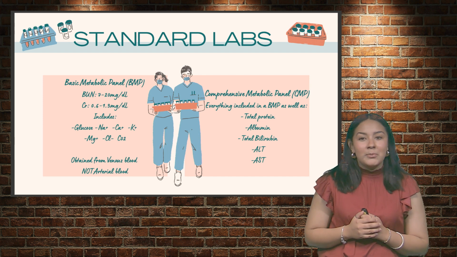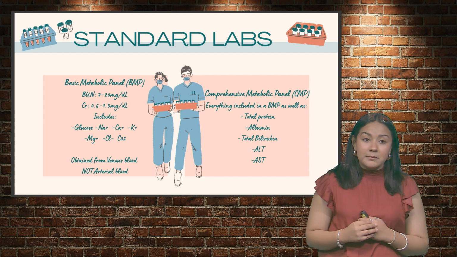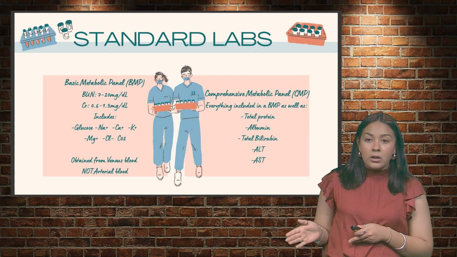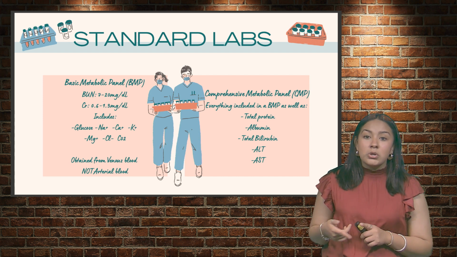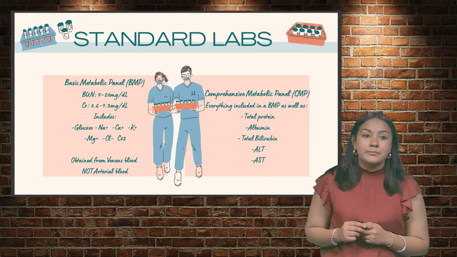We also have our comprehensive metabolic panel, which is also known as your CMP. And this is going to include everything in the basic metabolic panel, in addition to your total protein, your albumin, total bilirubin, your ALT, and your AST.